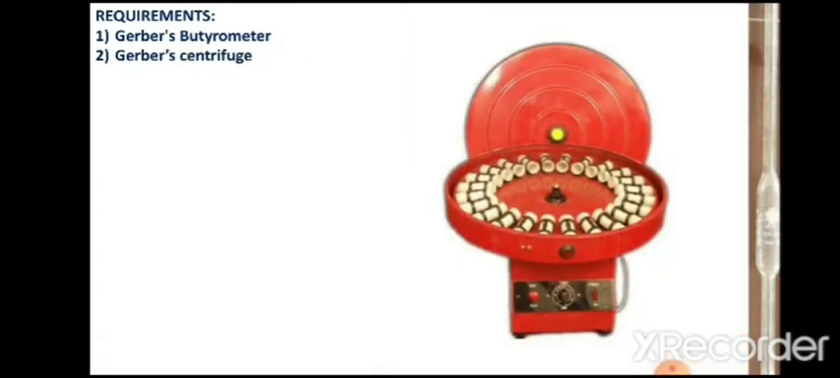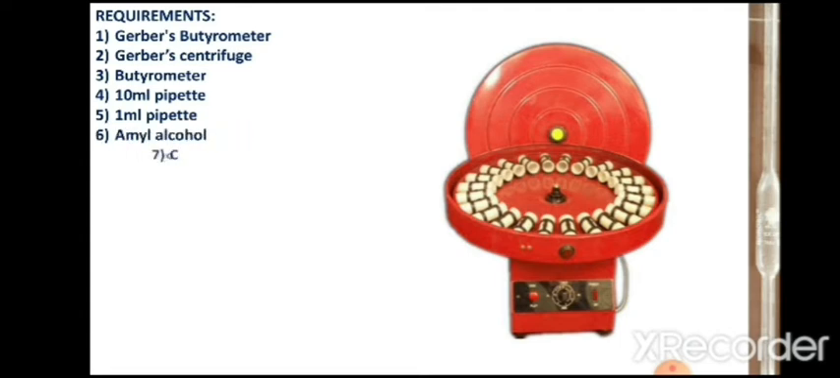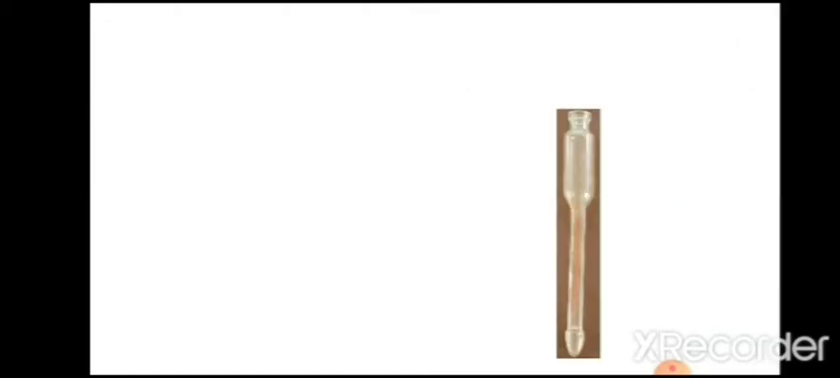Next requirement is Gerber's centrifuge. Then Gerber's butyrometer, as I mentioned, 10 ml pipette to add sulfuric acid, 1 ml pipette to add isoamyl alcohol, then amyl alcohol and concentrated sulfuric acid. Of course, there is need of a water bath. So that is about the requirements.